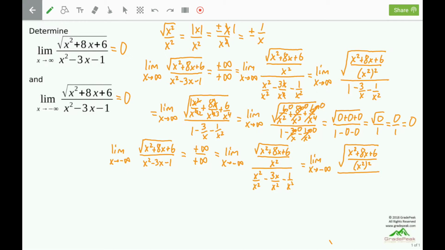In the denominator, x squared over x squared can cancel to be a 1. And the second term, when the x is in the denominator, can cancel with the x in the numerator, leaving a minus 3 over x. The third term has no x's that can cancel. It will remain as a negative 1 over x squared.